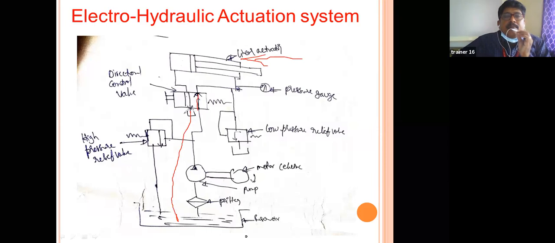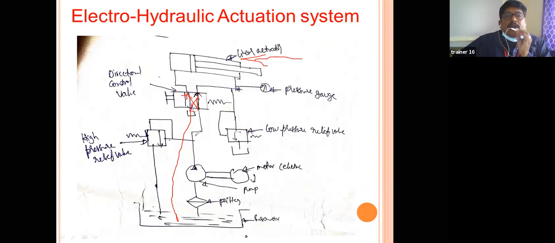So here I am giving the reservoir symbol, right? That is the first one. When the directional control valve lever changes, what happens? The position changes, right? The position will take place in this direction, right? So now what happens?